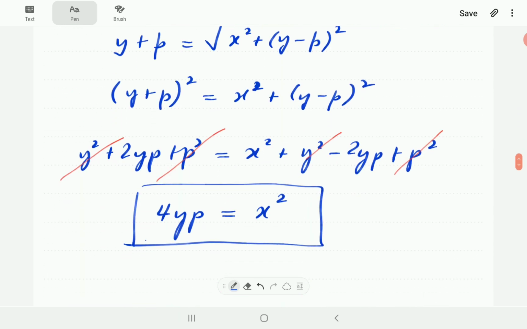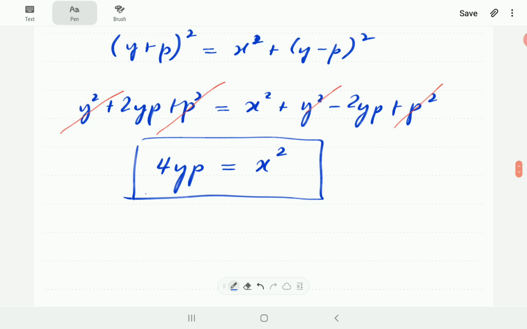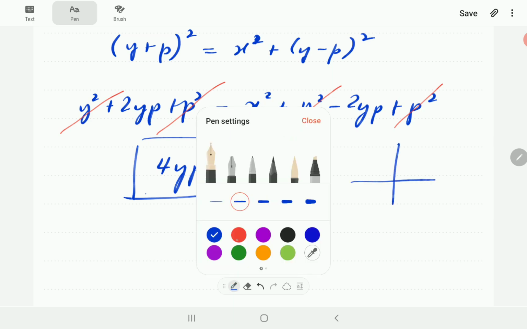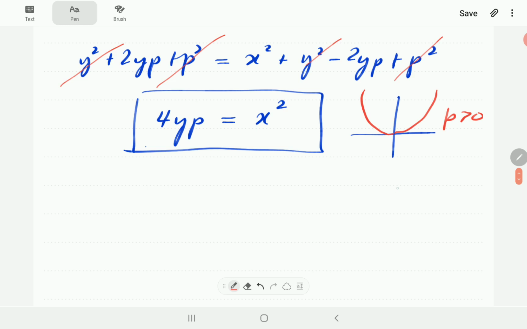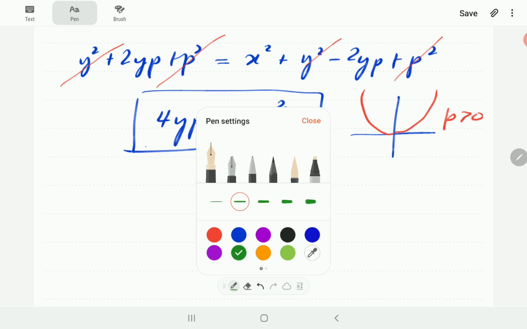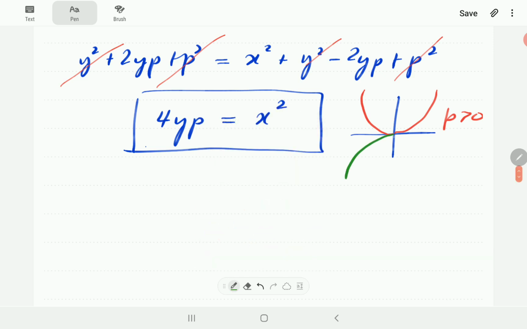Now notice here p can be positive or p can be negative. If p is positive, the parabola opens upwards. If p is negative, then the parabola opens downwards. If p is negative, the parabola is going to look something like this.